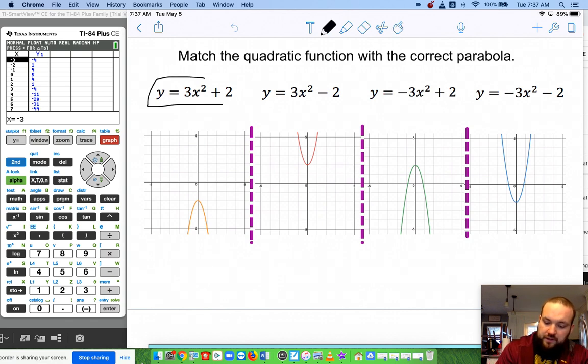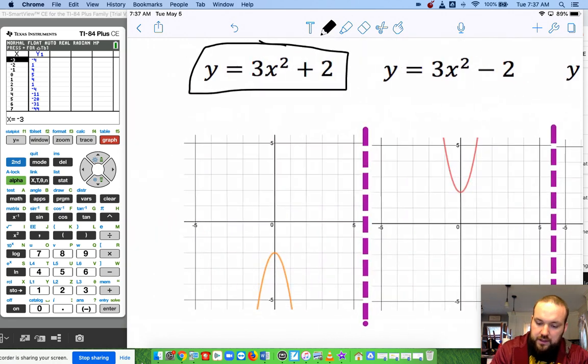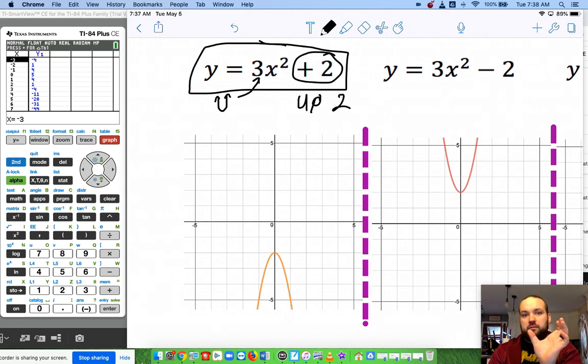So if I look at this first equation, y equals 3x squared plus 2. The fact that this is a positive 3 tells me that the graph is going to open up. And this plus 2 at the end means the graph was moved up 2. So the vertex should be above the x-axis. It should be up 2 spots. And so that would lend itself to this graph right here, actually.